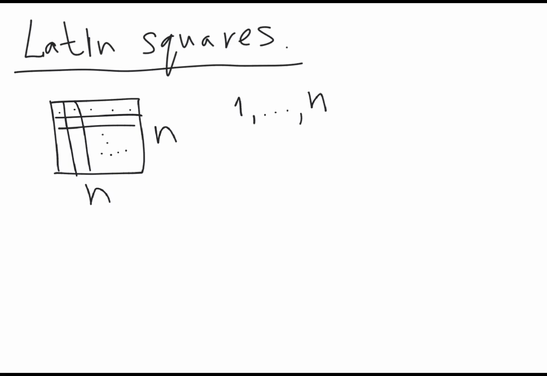basically the condition is that each row must contain exactly one occurrence of each number. So the number 1 must occur once, the number 2 must occur once, the number 3 must occur once, and so on. Each number must occur exactly once in each row, and the same holds for a column. Each column also must contain exactly one occurrence of each of these n numbers. So let's write this as a definition.